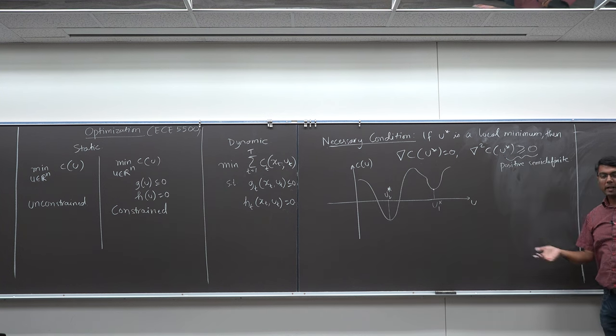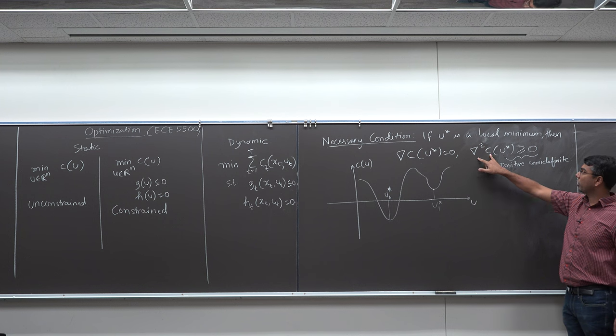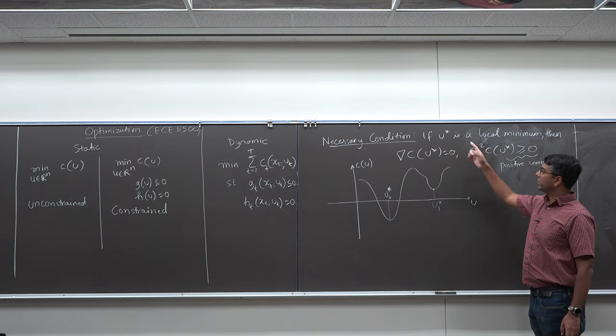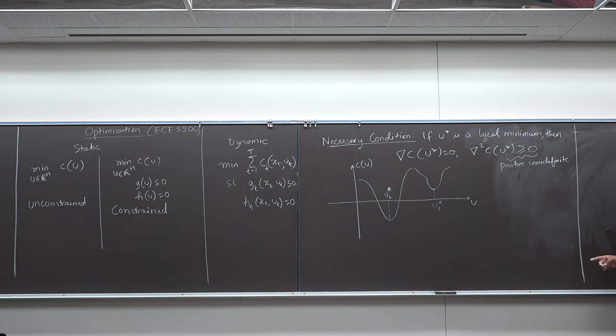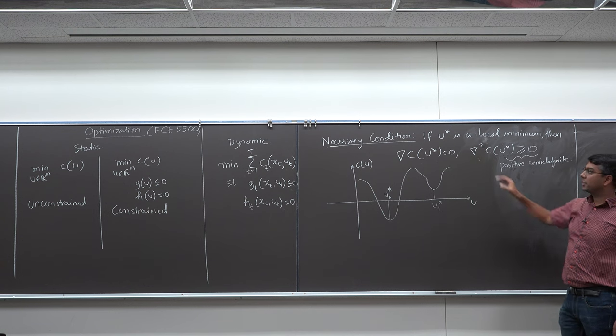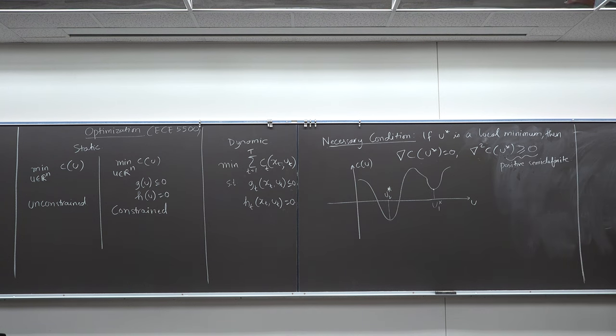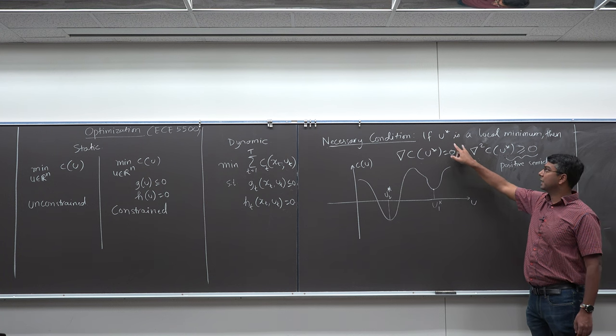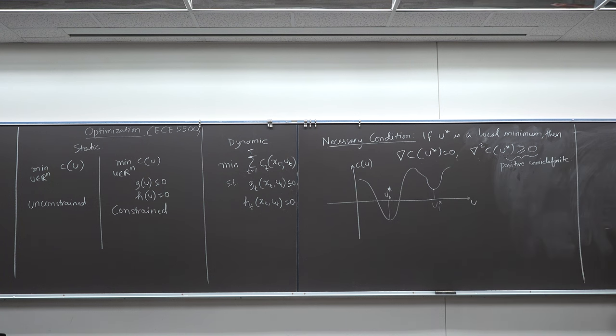So what do you mean by curvature is non-negative? Well, if you look at the second derivative of the cost function at u star, it's a positive semi-definite matrix. But for this to happen, we need to make sure that u star is a local minimum. So if u star is a local minimum, then these conditions are satisfied. These conditions can also be satisfied by non-local minimum points as well. But a local minimum will surely satisfy these two conditions. However, if these two conditions are satisfied, it doesn't really imply anything about u star being a local minimum. So the converse doesn't hold.